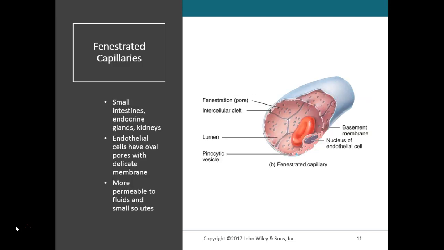Your fenestrated capillaries have endothelial cells that have fenestrations or small holes. So fenestra means window. So fenestrated capillaries are found in the kidneys, in the villi of the small intestine, the choroid plexuses of the ventricles in the brain, in the ciliary processes of the eye, and in most of the glands. So these are much more permeable, and they allow small solutes to pass.